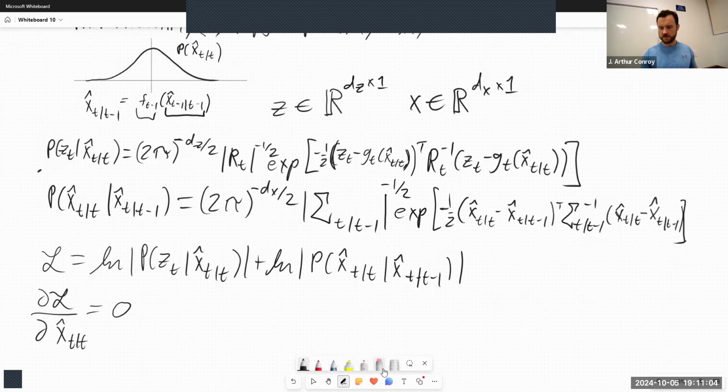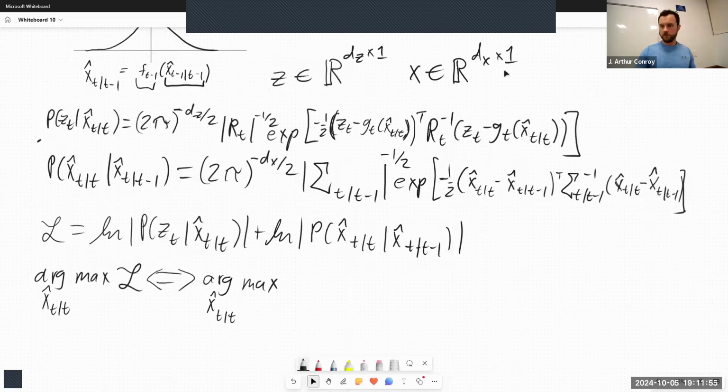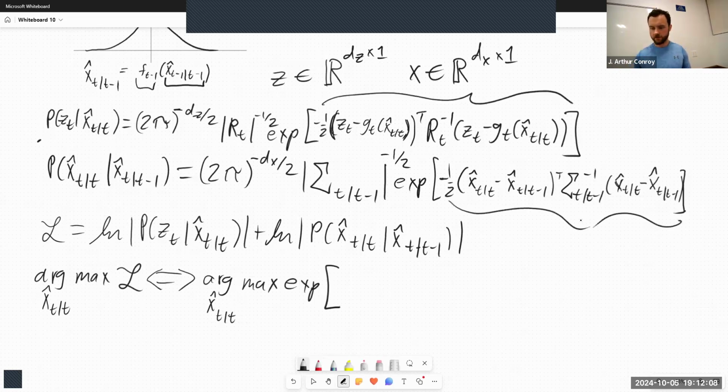How do I phrase this? The argument that maximizes this objective function is the same argument that's going to maximize this: an exponent of this term and this term added together. So I'll see if I can't get copy and paste in my favor. See if I can snake this lasso select. Yes, let's go.